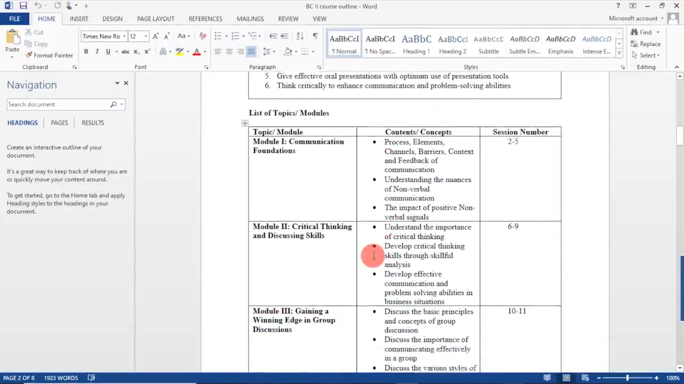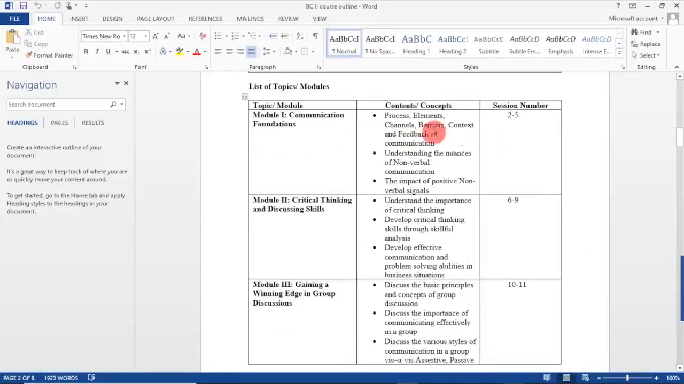Now just see, these are the modules. So we have discussed module 1. We are going to give 2 to 5 sessions. Each session is for 75 minutes.